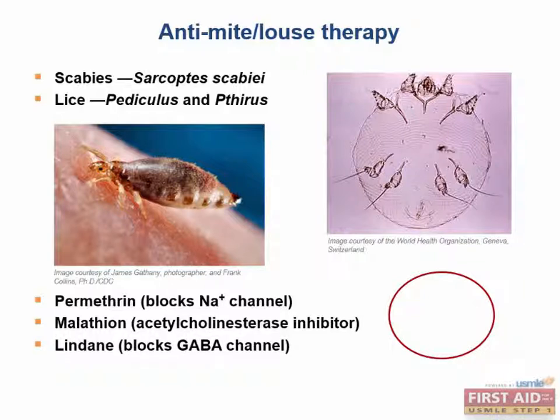Lindane, on the other hand, is a GABA channel blocker. So if you blocked GABA, would this result in a net excitatory or net inhibitory effect on the central nervous system? Well, we would actually see an overexcitation of the CNS because GABA is the inhibitory neurotransmitter. By blocking GABA channels, the lice or mites are overstimulated, leading to convulsions and death. I know, it's very morbid.